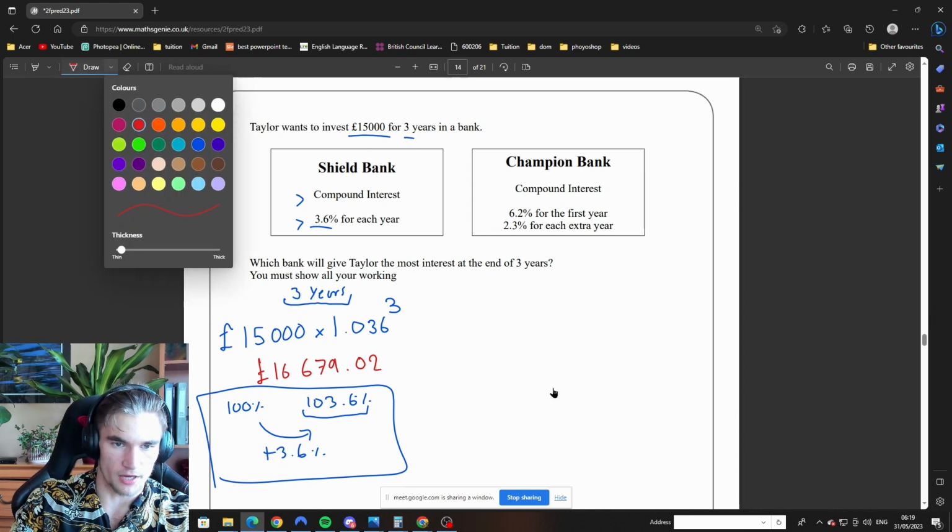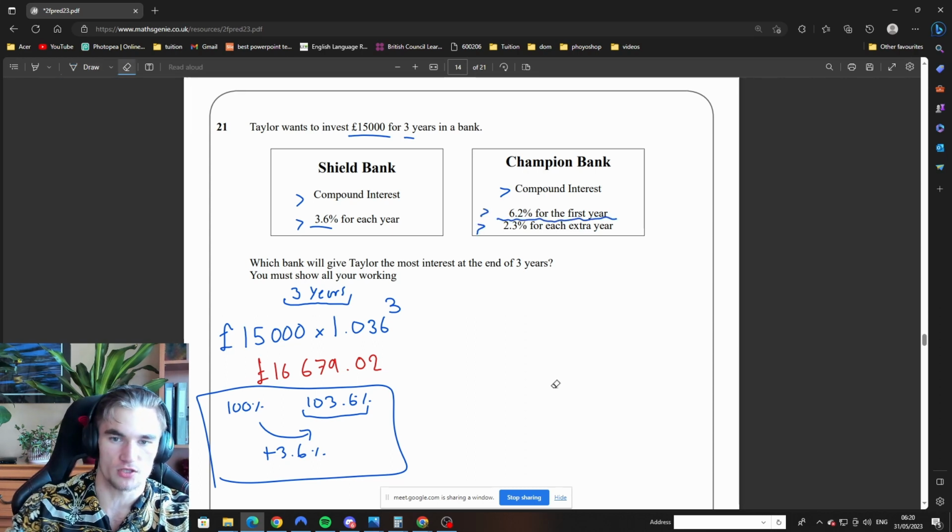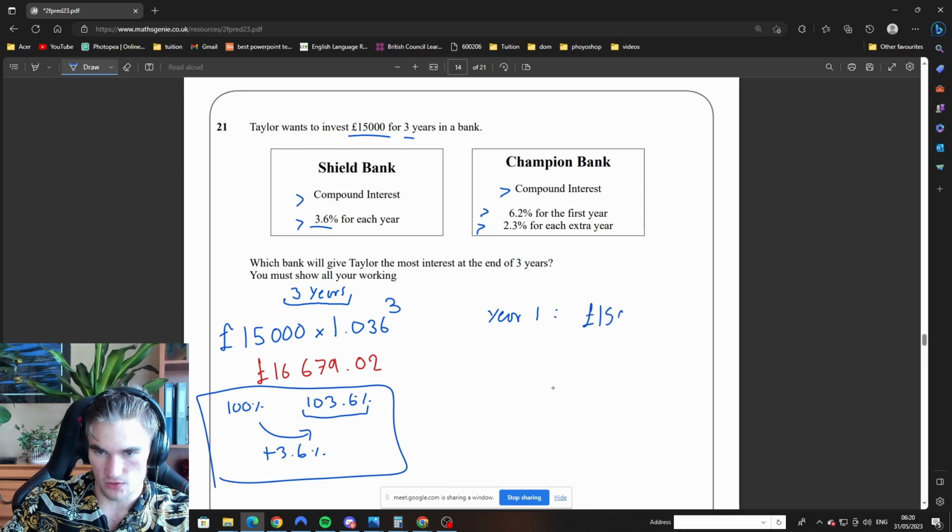Now what about the Champion Bank? For the Champion Bank, again, it's a compound interest. This time around, we have 2 separate compound interests for different years. So we can't do it that way, because year 1 is going to have a different compound interest and the second and third year is going to have a different one. So I have 6.2% for the first year. So for year 1, I have £15,000 and I'm timesing it again.